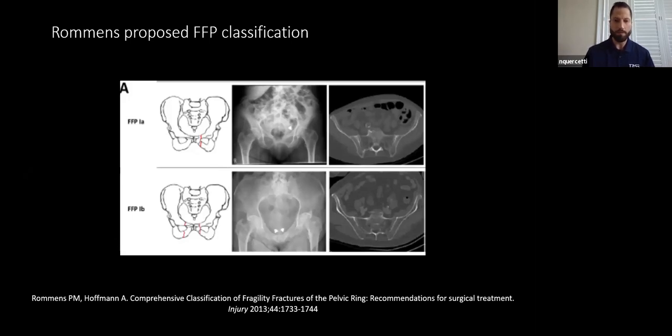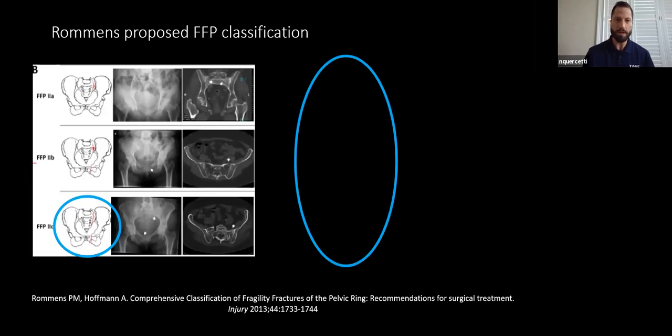So you have your type 1, which is just fractures in the front, nothing in the back. These are relatively stable. They don't need anything. Then you have class 2 fractures, A, B, and C. They're incomplete until you get to C. C is where you start to have that non-displaced, complete sacral fracture that can eventually progress.